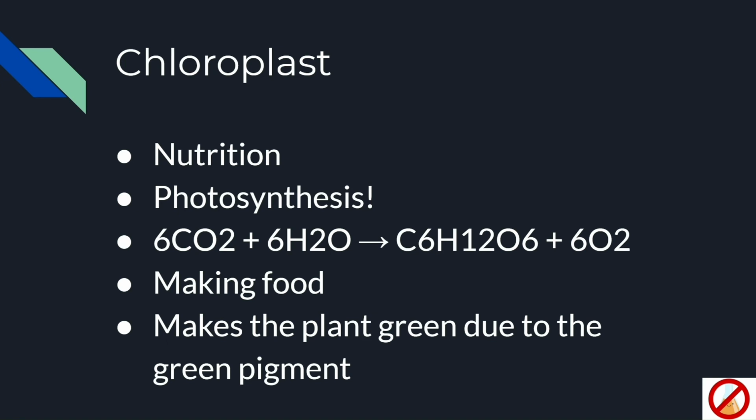And this is the process of photosynthesis. It's absolutely crucial, and it happens within the chloroplast. So with this nutrient, with this glucose, they can power their mitochondria in order to release energy from respiration. And this is also why plants are green, because chloroplasts have these green pigments that make plants look green.